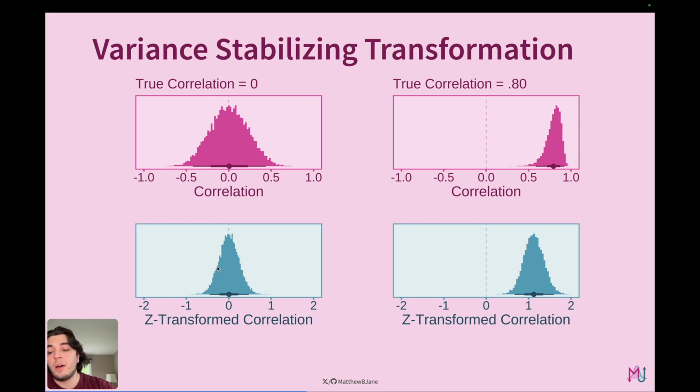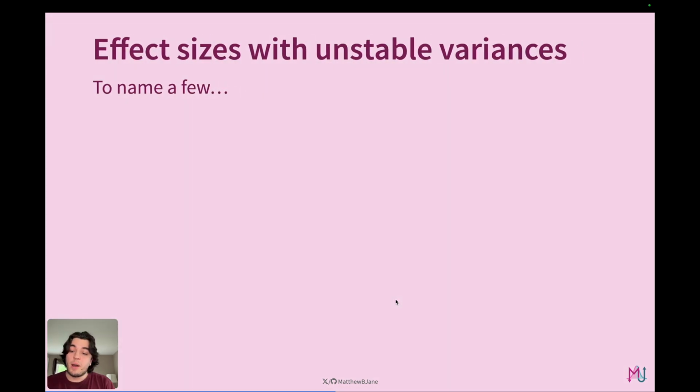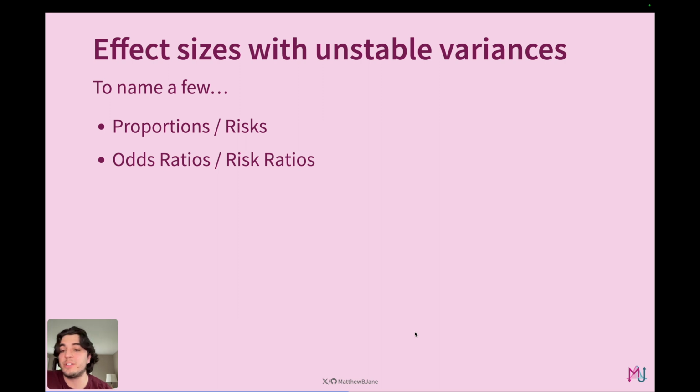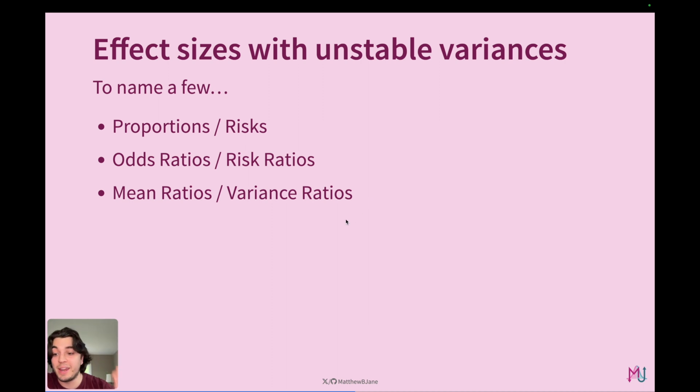Now, the other really important thing is that these distributions are approximately normal. So not only have we been able to stabilize the variance across levels of the correlation, but we're also able to get a normally distributed, or approximately normally distributed, sampling distribution. Now, correlations are not the only effect size that suffers from this unstable variance problem. We'll see that proportions and risks suffer from this, odds ratios and risk ratios, mean ratios, also known as response ratios, and variance ratios, really any ratio, and of course Pearson correlations.